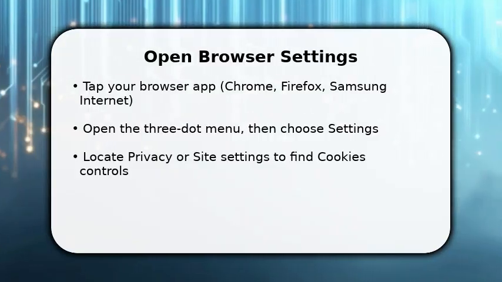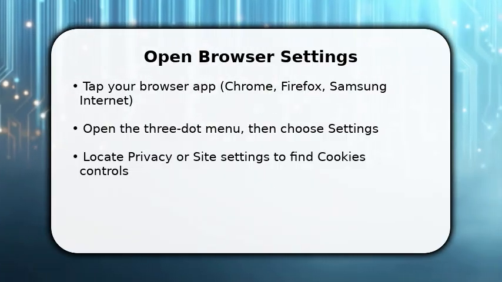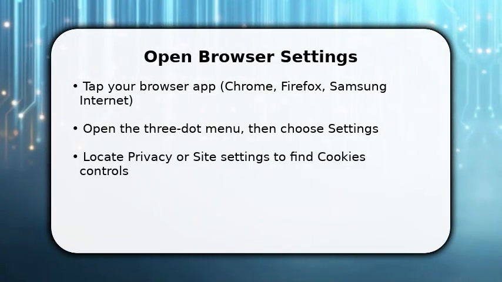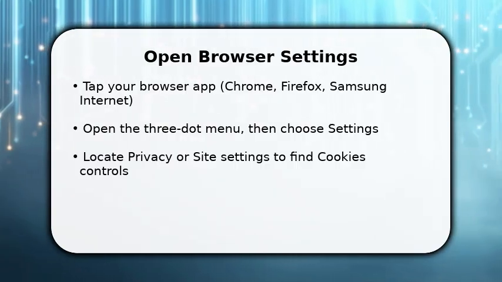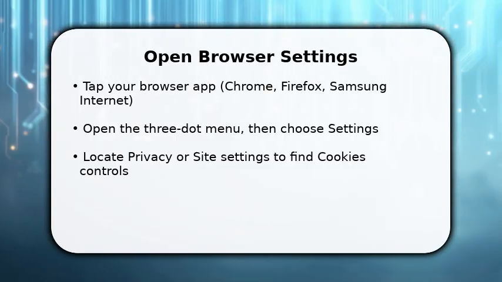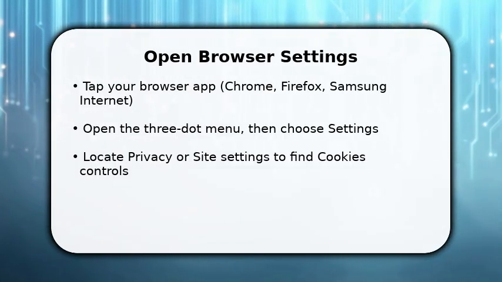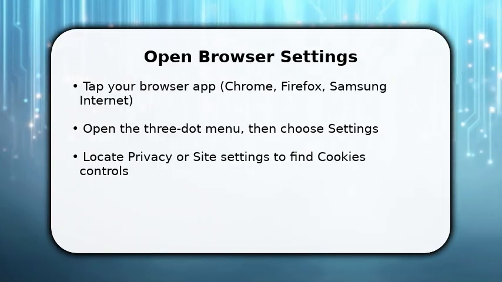You start by opening the browser you use most. This example uses Chrome, but the steps are similar elsewhere. Once done, tap the three-dot menu in the upper right and select Settings, then navigate to Privacy or Site Settings. You want to find cookies or clear browsing data now. This is the control center for stored site data.